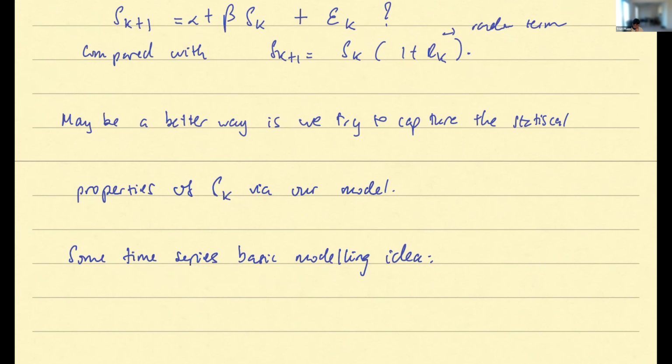What do I want to say here? The first thing is this, and time series modeling 101 is this: we can only capture a stationary property time series, let me say.